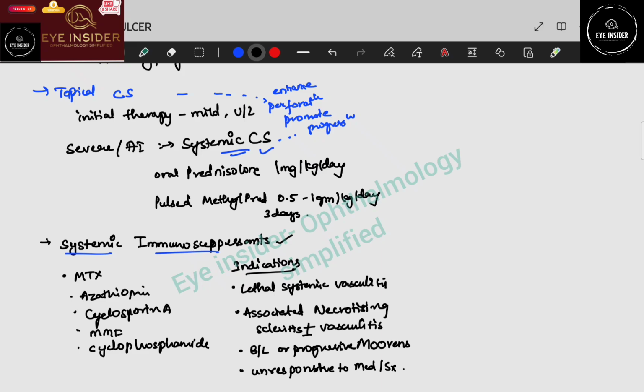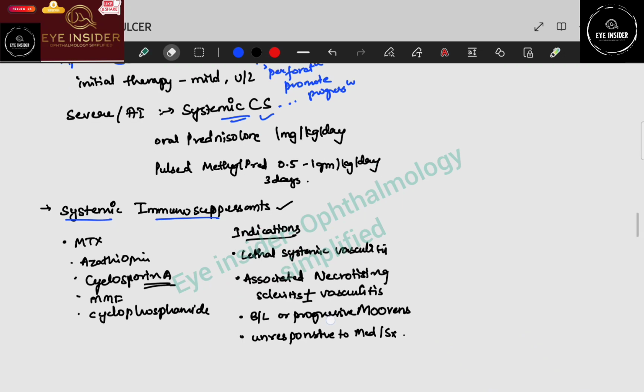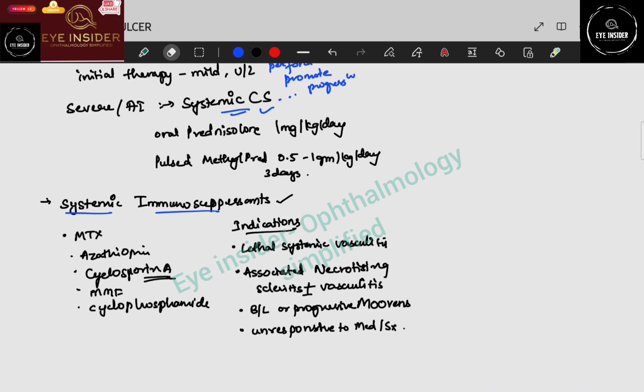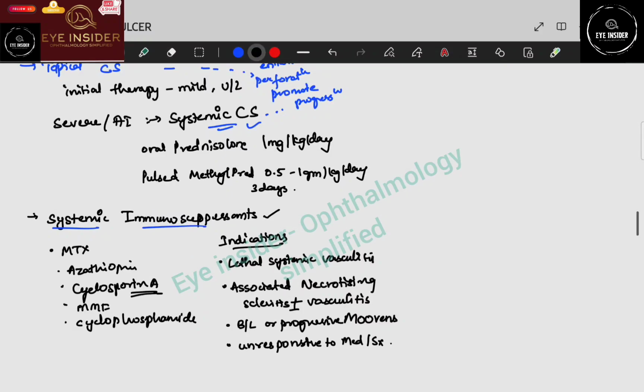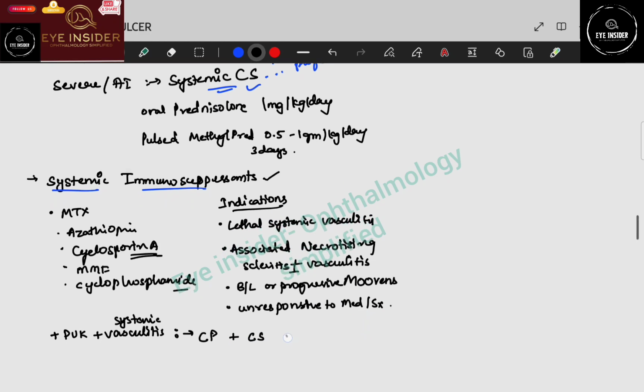Cyclosporin A is the preferred drug for idiopathic PUKs. Okay, so cyclosporin A is for idiopathic PUKs. In case of PUKs with systemic vasculitis, we have to give cyclophosphamide with corticosteroids as first line therapy. Okay, and for the maintenance, we can give oral or subcutaneous methotrexate.